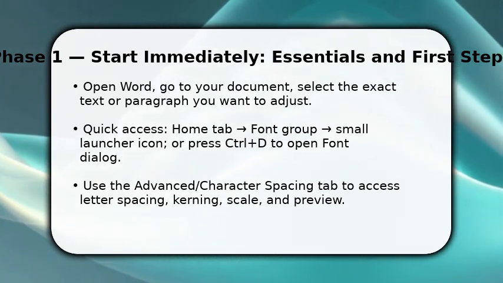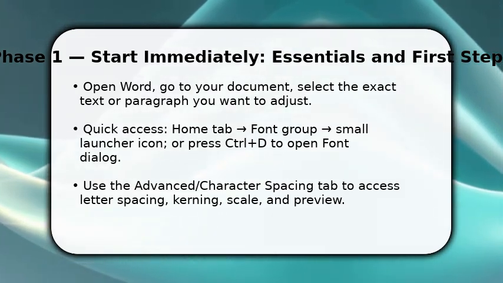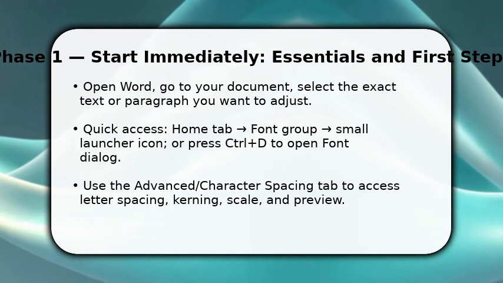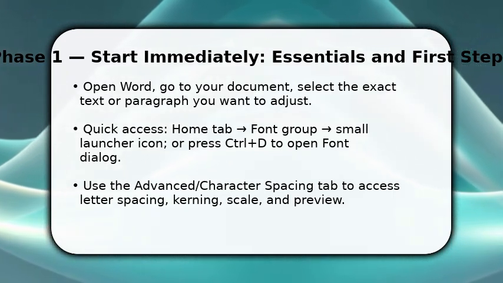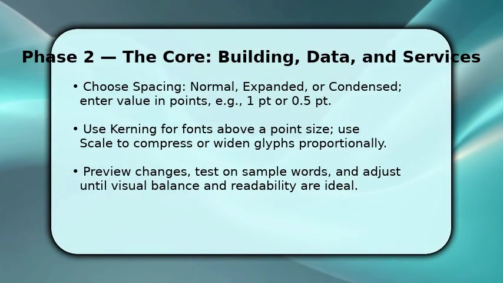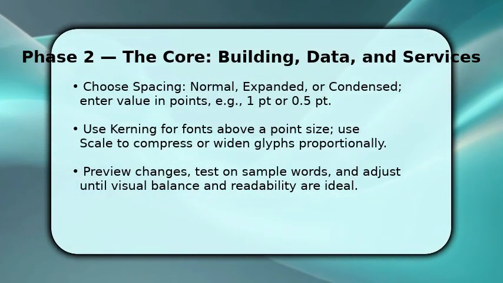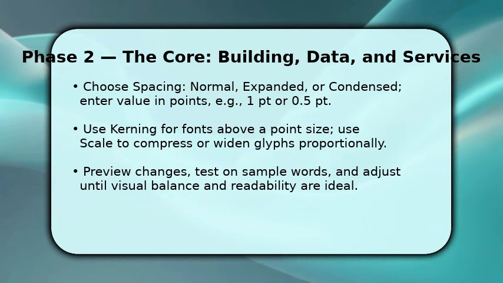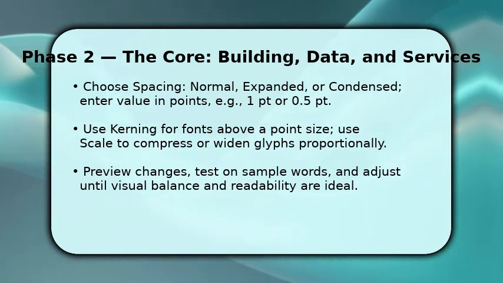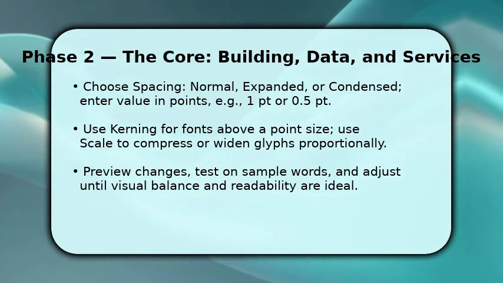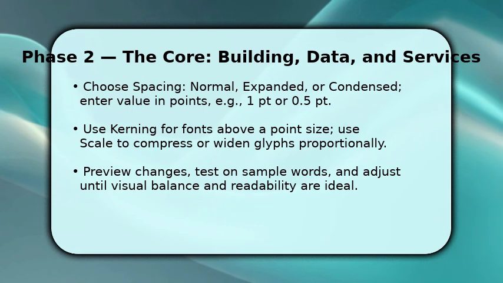Make sure to preview changes in the live preview area and choose whether to affect just the selection or the whole paragraph. This saves rework later. Now fine-tune the settings. Set spacing to expanded or condensed and type an exact value in points. Small values like 0.5 pt often improve legibility without breaking word shapes.